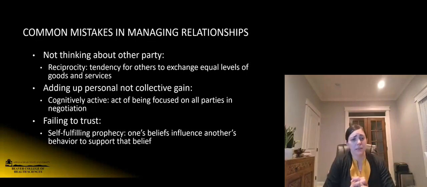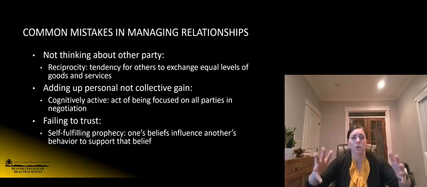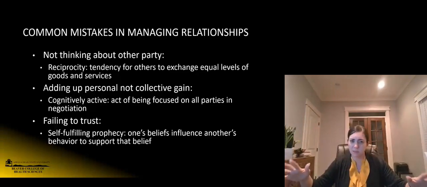Now, some other common mistakes: not only do we sometimes not think about the other party and their needs, but sometimes we're thinking about the hit that we're taking, the loss that we're taking, and we're not thinking about collective gain. Or we are so focused on meeting everybody's needs at once that we're limiting the scope. Like, this doesn't work for everybody. Well, how could we move some pieces?